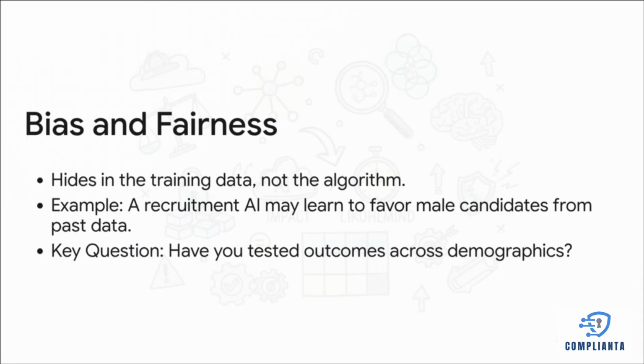First up is bias and fairness. This is a big one. You hear about it all the time and for good reason. Now, here's the absolute key thing to understand. The bias is almost never in the code. It's hiding in the data.